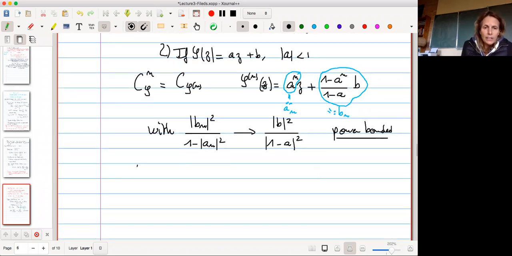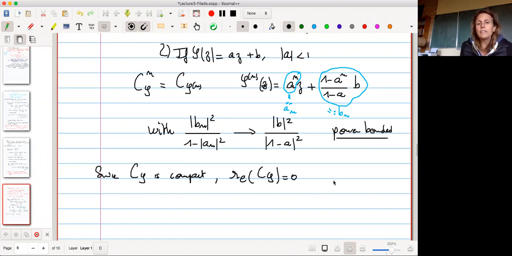Now, since C phi is compact, the essential spectral radius of C phi is 0. And in Nagel's theorem, we require that the essential spectral radius is strictly less than 1. Now the other conditions concern the point spectrum.